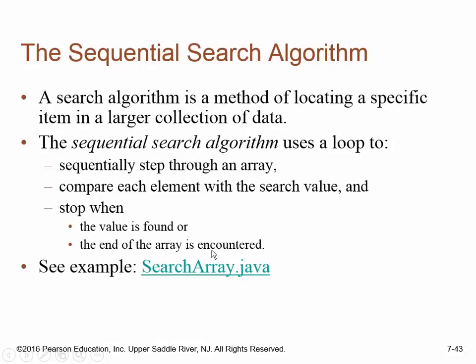All right, sequential search algorithm. With a sequential search algorithm, it goes through the array from beginning to end. If it finds what it's looking for, it stops. If it doesn't find it, it usually returns negative one, to show that it wasn't there.